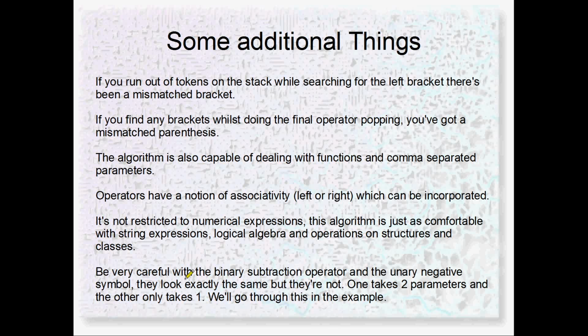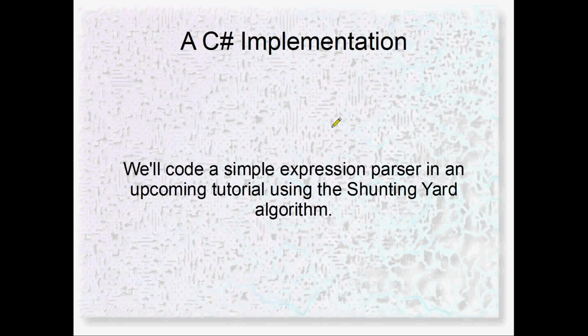Also, you never even think of this before you come to write an expression parser in some language. But the binary subtraction operator and the unary negative symbol look exactly the same, but in this context, they're not. One of them takes 2 parameters, so subtraction takes 2 parameters, 5 minus 12. And the other one only takes 1 parameter, so negative 5. And like we just said before, when you're evaluating a reverse Polish expression, you need to know how many parameters to pop from the stack. So you need to know whether it's a minus symbol or just a unary negative symbol. Anyway, we'll go through this in the example.